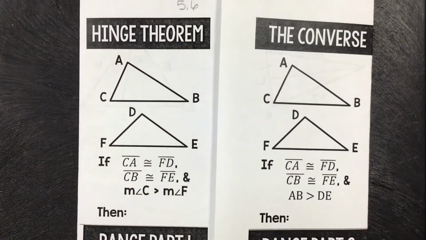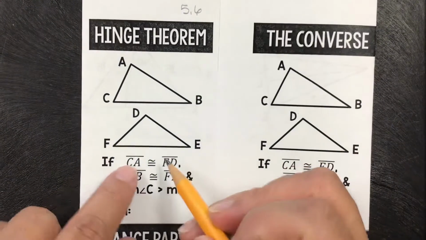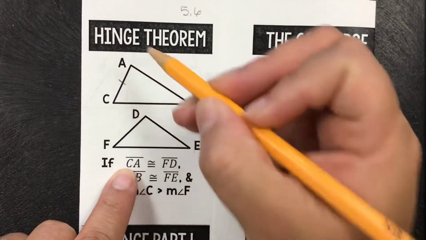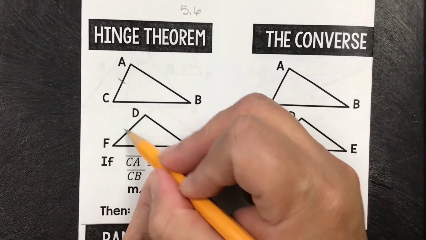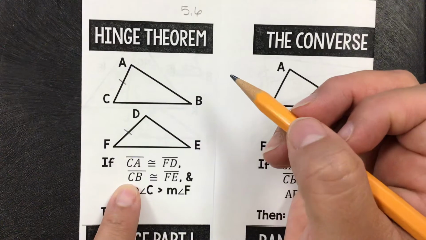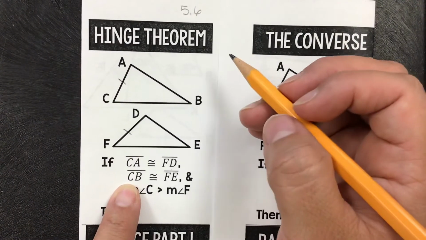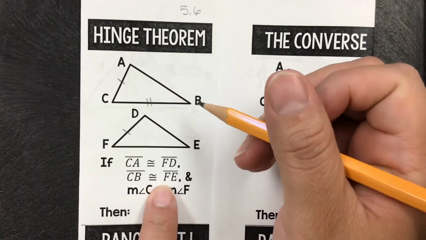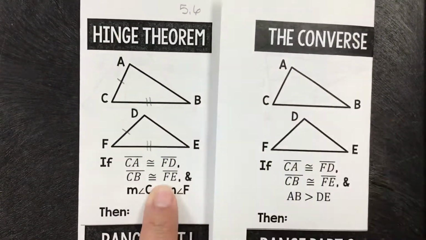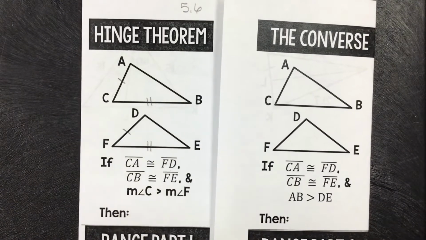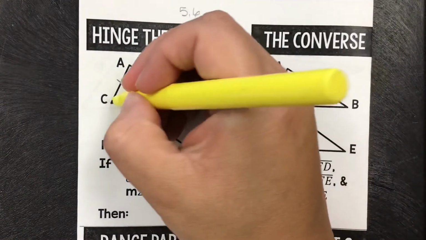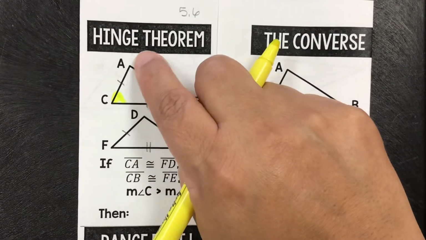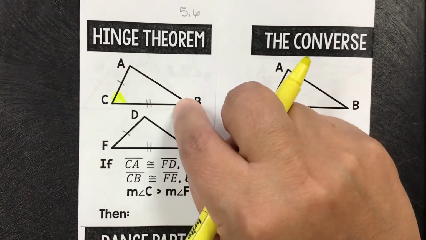On the Hinge Theorem, what it says is that if you have two sides that are equal to each other, so CA is equal to FD, and another pair of sides equal to each other, CB is congruent to FE, and a pair of angles, so this is the included angle, so this is like angle, side, angle, side, just right here.